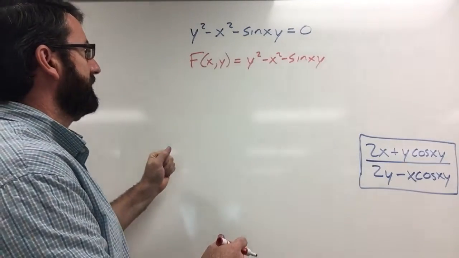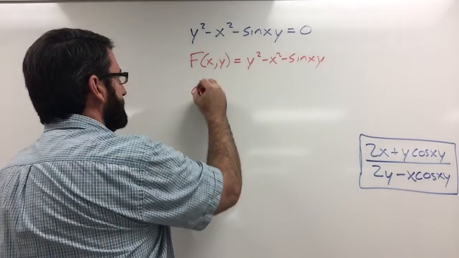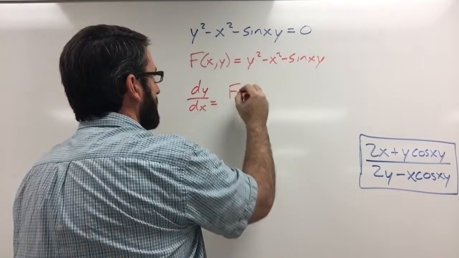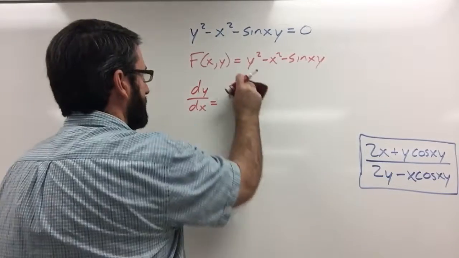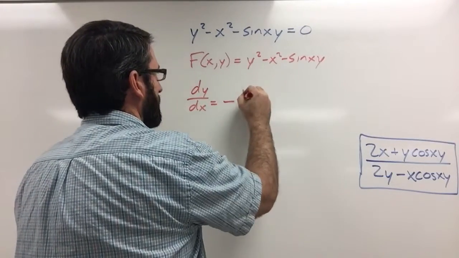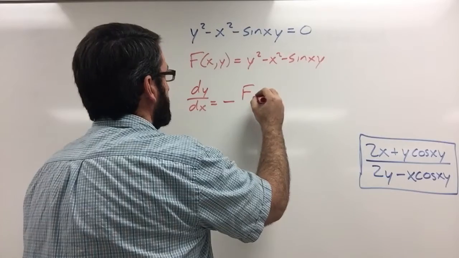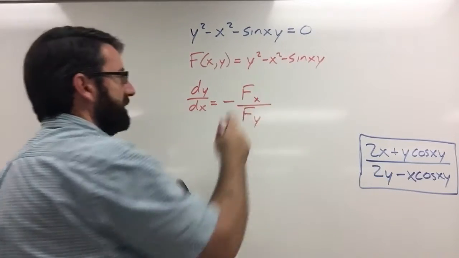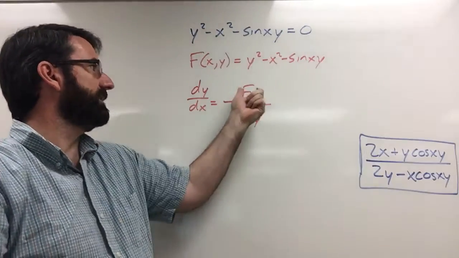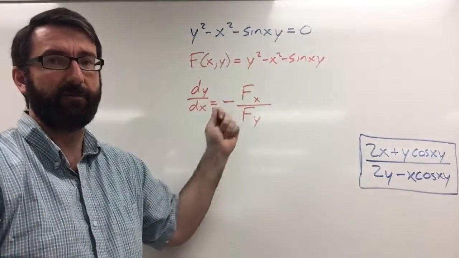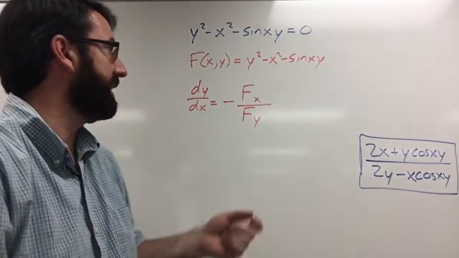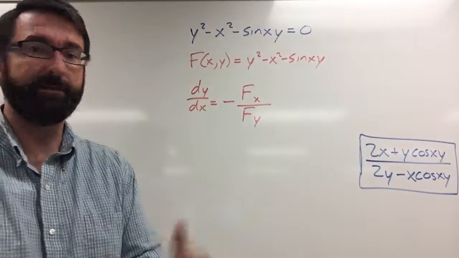And so now we're told that dy/dx is equal to negative capital F sub x over capital F sub y. So it's the partial derivative of f with respect to x divided by the partial derivative of f with respect to y, and then we take the negative of that.